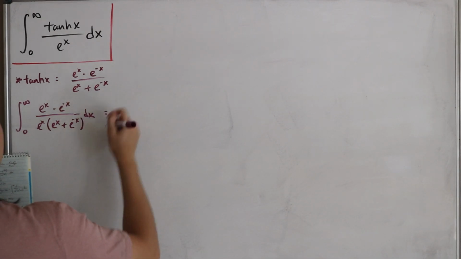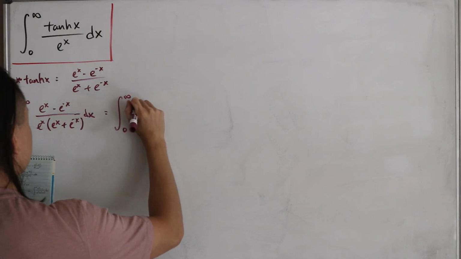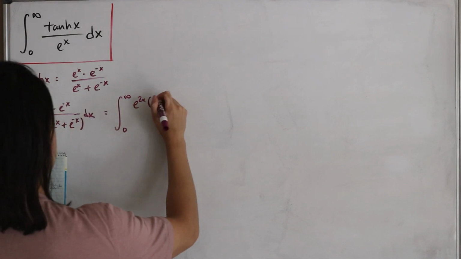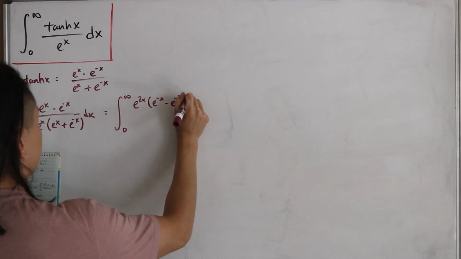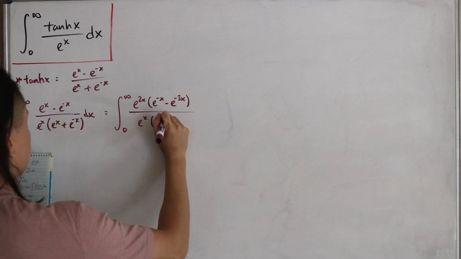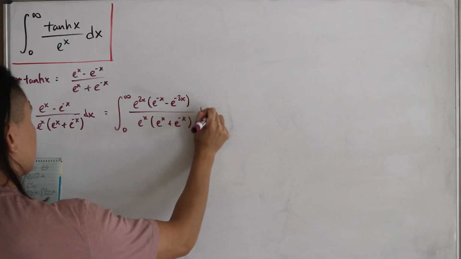For our numerator, I'm going to factor out an e to the power 2x. You will see why we do this. So e to the 2x, and factoring that out, that will be e to the negative x minus e to the negative 3x, all over e to the x, and then e to the x plus e to the negative x, and then dx.